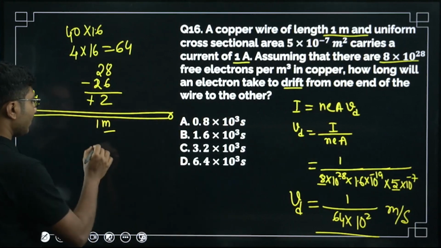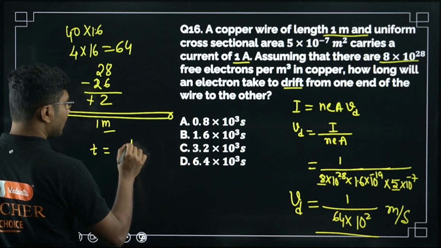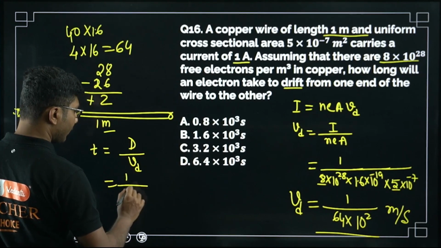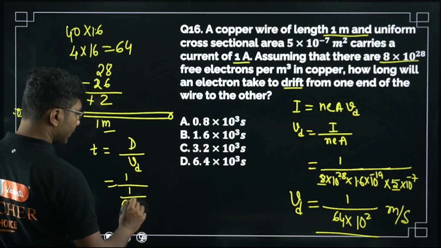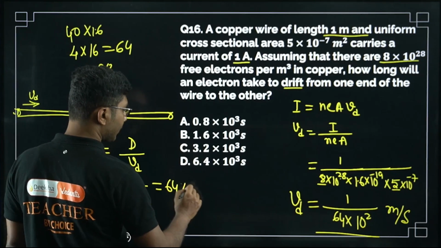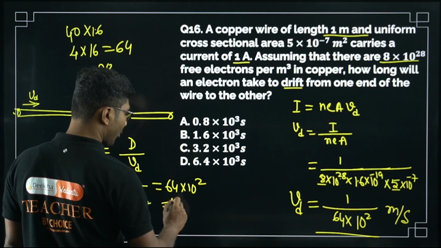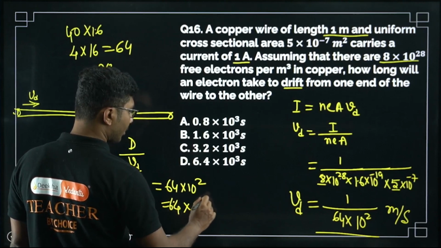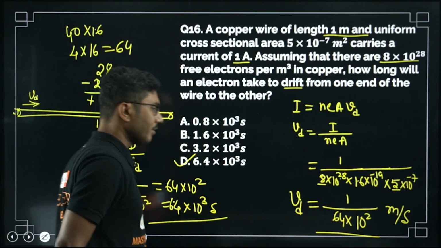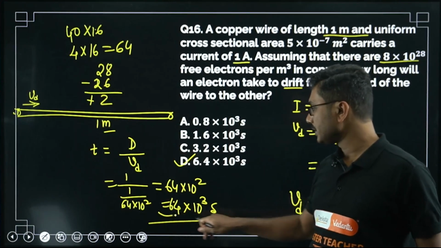So the time taken will obviously be distance divided by drift velocity. The distance is 1, the drift velocity is 1 by 64 times 10 to the power of 2. So it will be 64 times 10 to the power of 2, or to match the answer, you put a point here and make it 10 to the power of 3 seconds. So 6.4 times 10 to the power of 3 seconds, which is a very long time. From this expression you can see that this is a very long time.